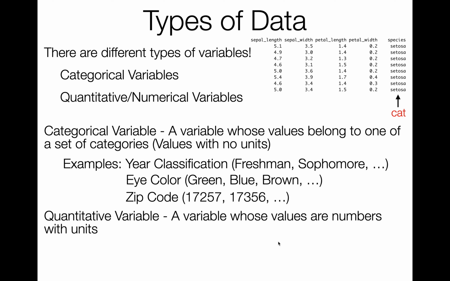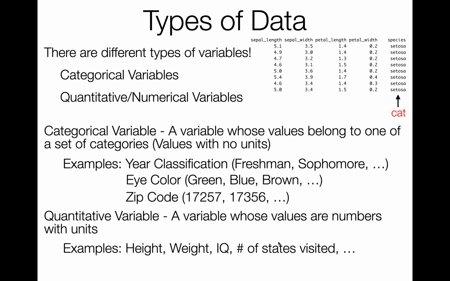So the other one, a quantitative variable, is a variable whose values are numbers. Okay, so they really need to be numbers if they're quantitative, but those numbers have units associated with them. Okay, so example, height, weight, IQ, number of states visited. There are lots of quantitative variable examples. Okay, as long as they have units with them and they are numbers, they are quantitative. Back to our example, okay, all of the other 4, because they have units associated with them and their numbers, are numerical or quantitative. Okay?